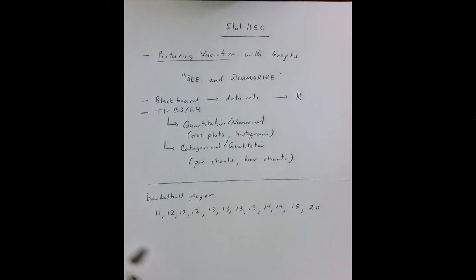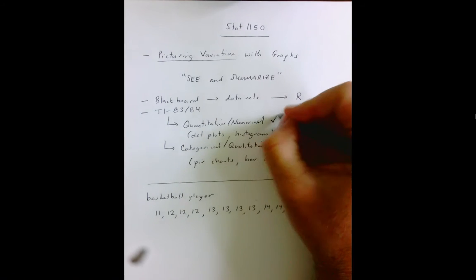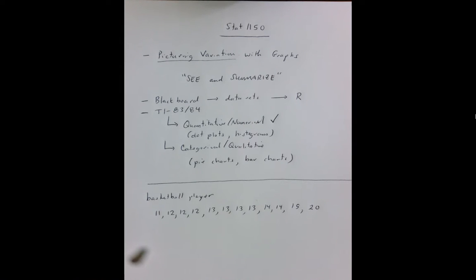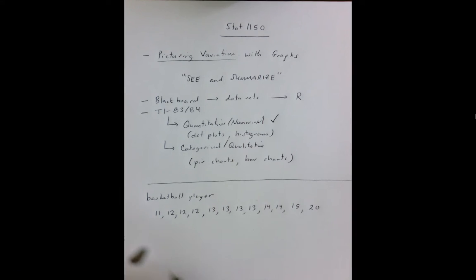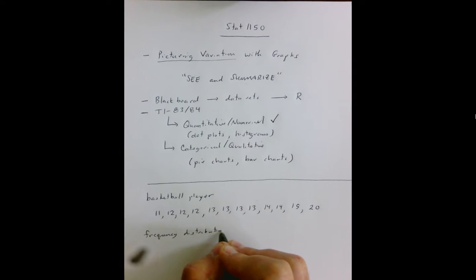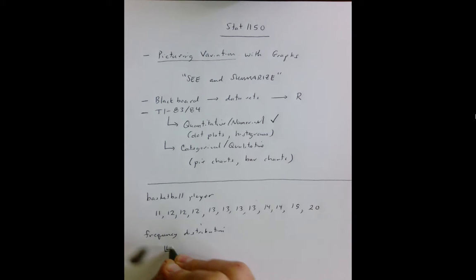Okay. So now, guys, this is clearly quantitative numerical data. So what we'll want to do is focus on dot plots and histograms. Pie charts and bar charts aren't appropriate here. We want to focus on dot plots and histograms. Now, the very first thing I would probably want to do here is to collapse my data into a frequency distribution.